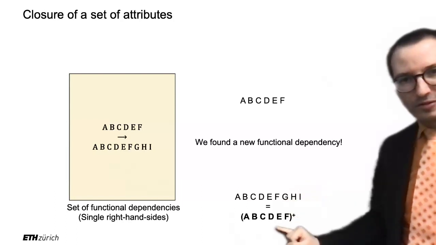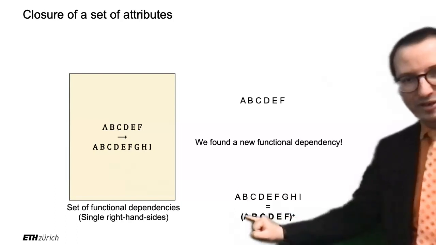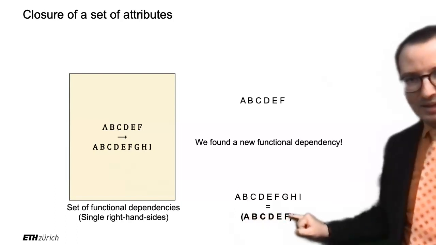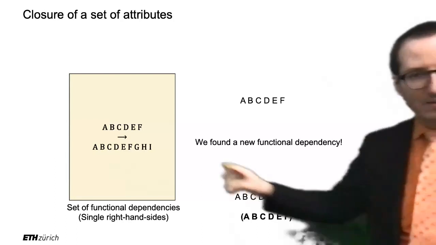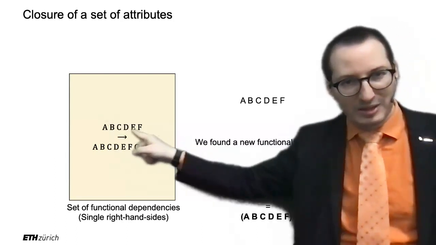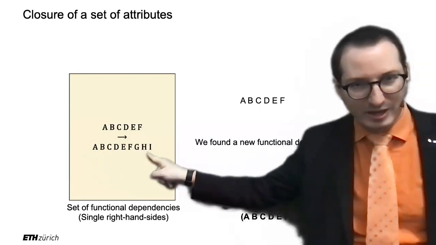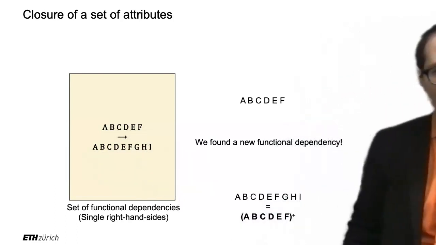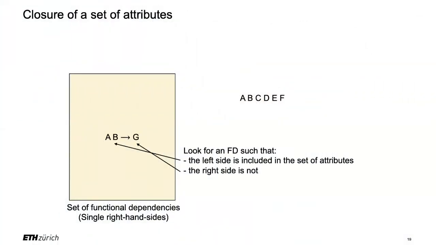Then what I have learned is that if I know the values of A, B, C, D, E, F, then I also know those of G, H, and I, right? And in that case, I can derive from that a functional dependency like this: A, B, C, D, E, F functionally determines A, B, C, D, E, F, G, H, I. So that's kind of the mechanics. But now let me explain the same thing in a different way.